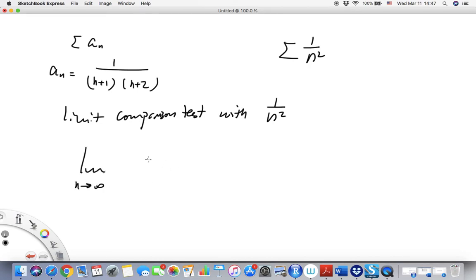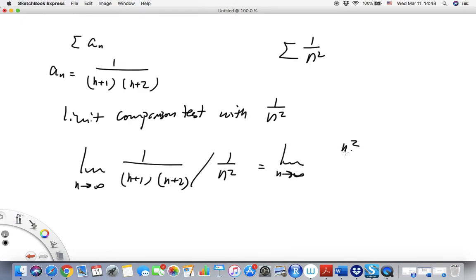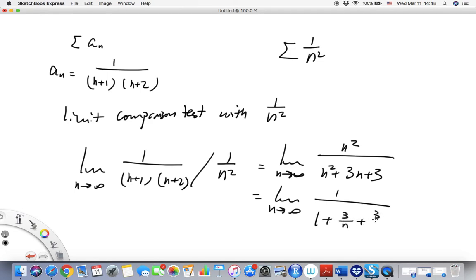The limit as n goes to infinity of 1 over (n plus 1)(n plus 2) divided by 1 over n squared. So that's the limit as n goes to infinity of n squared over n squared plus 3n plus 2. Then we divide both numerator and denominator by n squared. We have 1 over 1 plus 3 over n plus 2 over n squared. Now you let n go to infinity, this goes to 0, this goes to 0, so the limit is 1. So by the limit comparison test, they converge.